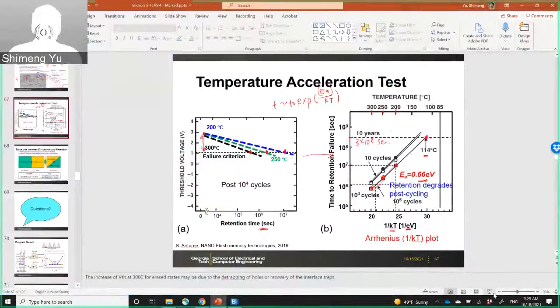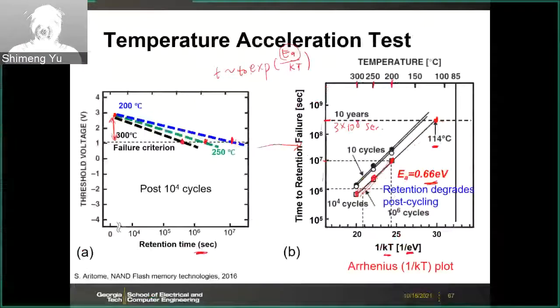All right, we will continue our discussion on the flash reliability. And this is what we discussed in the last lecture. So we have this 1/kT plot, this Arrhenius plot, to describe the retention of the non-volatile memory in general. Of course, here we apply that to the NAND flash.